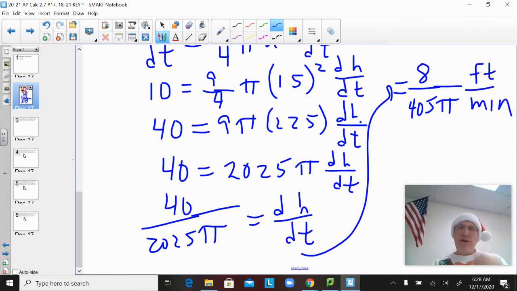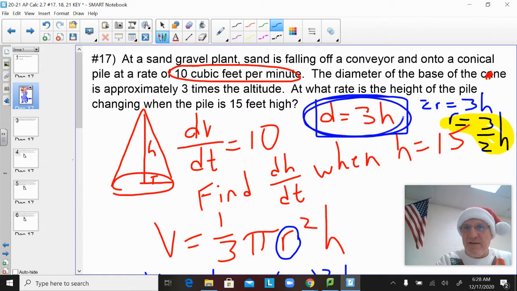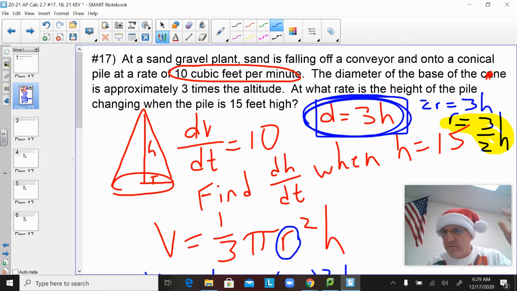So I will tell you, it's a pretty common context to have something in a cone, a conical pile. And I will note that this information that they gave us that we weren't sure what to do with, they're going to have to give you some sort of information about the dimensions of the cone, or else we won't be able to finish. So I think number 18 also has something. We're going to have to figure out something similar.